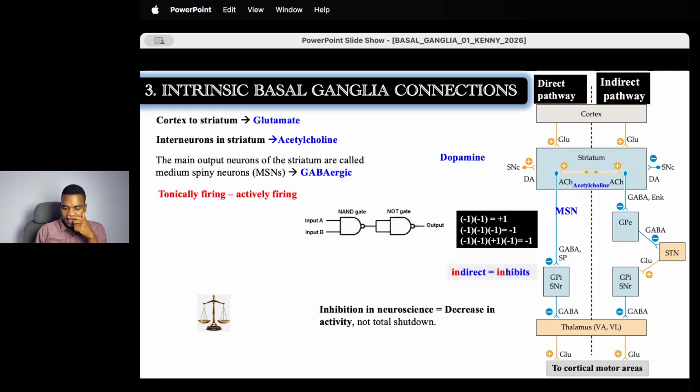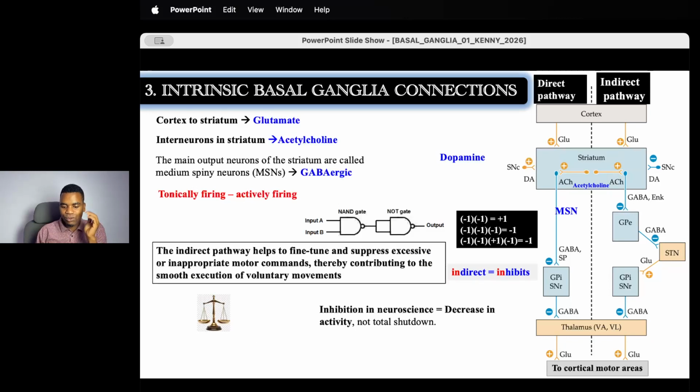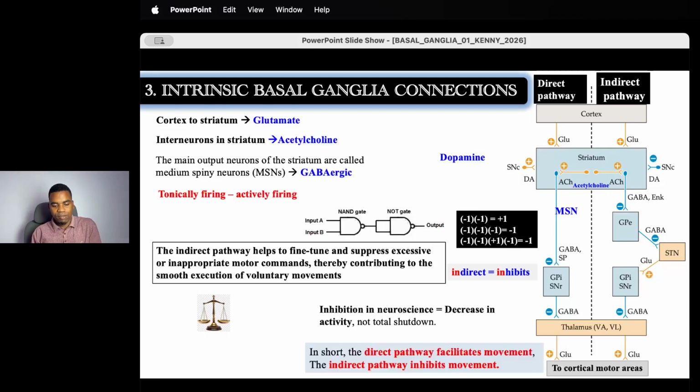This is a summary. The indirect pathway inhibits, and it helps to remove unnecessary movement, to make sure that the movement that is intended is done correctly with the direct pathway. The direct pathway is dealing with the intended movement. The indirect pathway is removing unwanted movement, to make sure that the precision of the movement that you are doing is perfect.